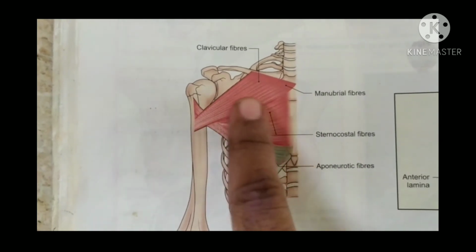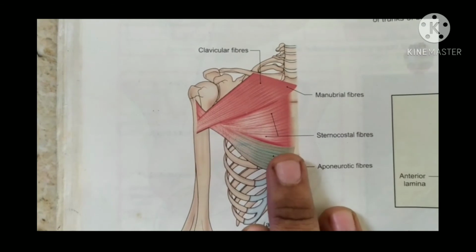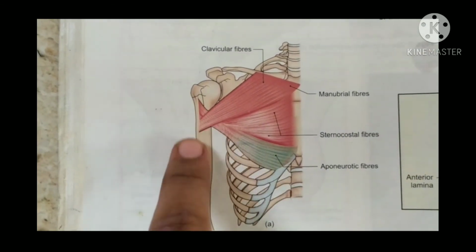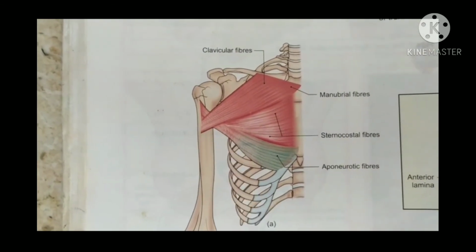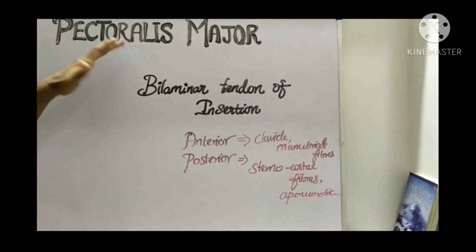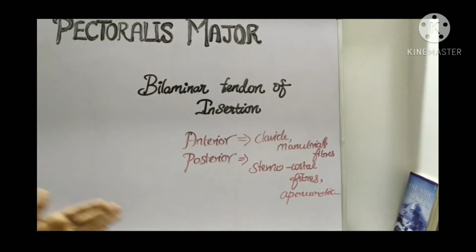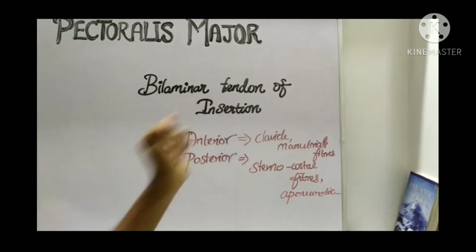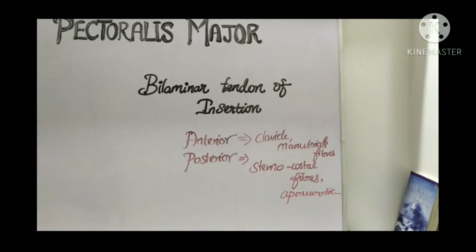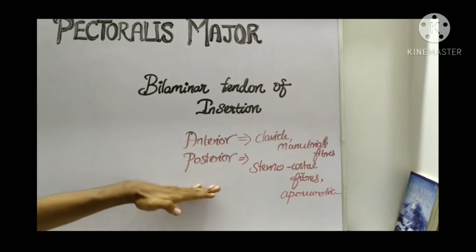So this is how the muscle will be covering most of the upper thorax, and it will be inserting in the lateral lip of intertubercular sulcus. And the speciality of this muscle is the bilaminar tendon of insertion. This muscle, pectoralis major, is inserted by a bilaminar tendon into the lateral lip of intertubercular sulcus, as I said in the beginning. So this forms anterior and posterior lamina.